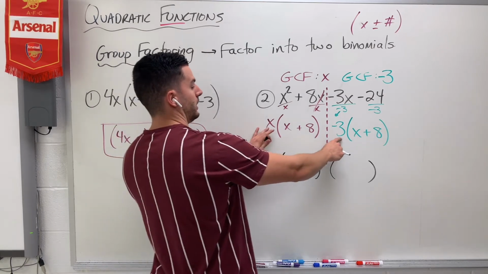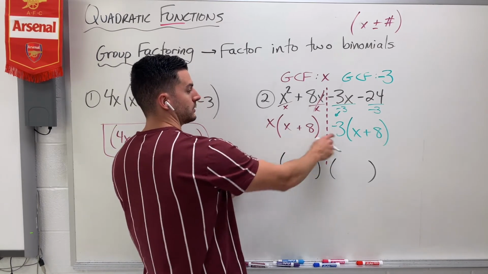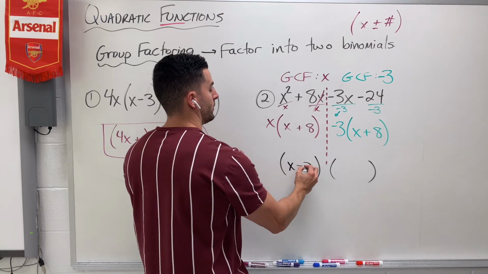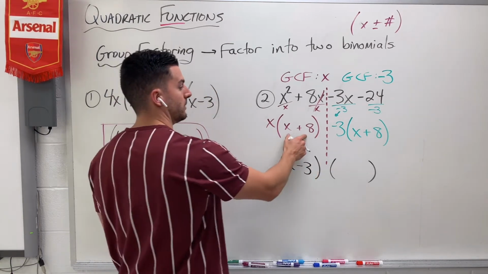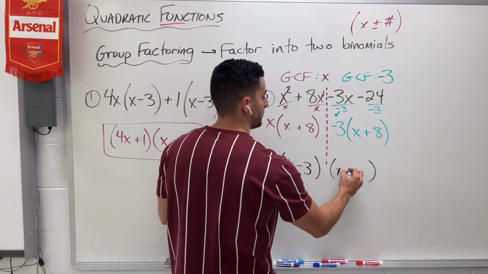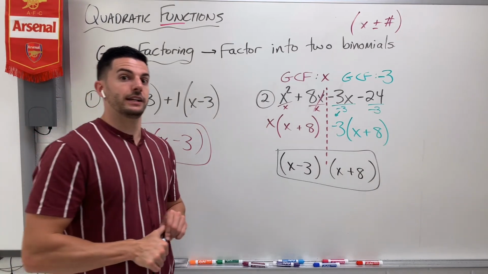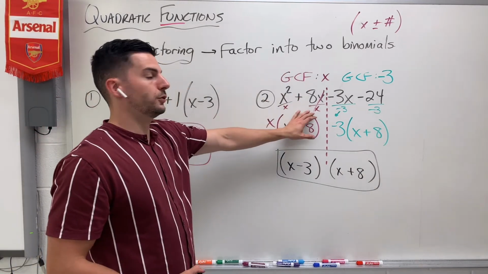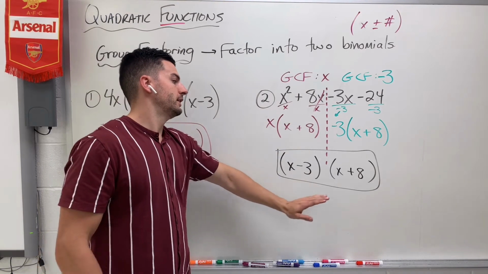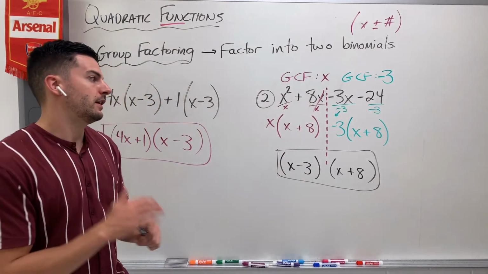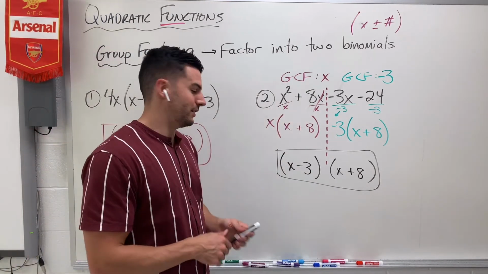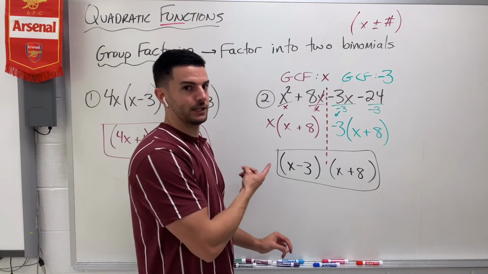The two outside numbers make up one group, so it'd be x minus 3 in my one group, and then my matching group makes up my other one. So my other one would be x plus 8. So that would be my answer to this. That would be factoring this polynomial into two binomials, okay? I know it's a little nitty-gritty stuff happening in there. Let me do one more with you, and that'll be it for group factoring.